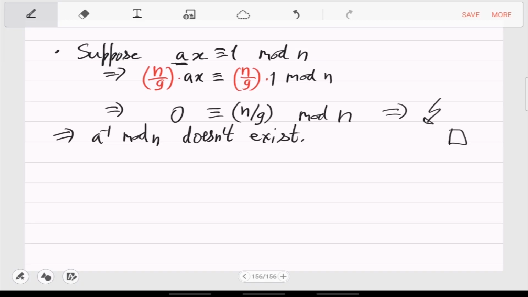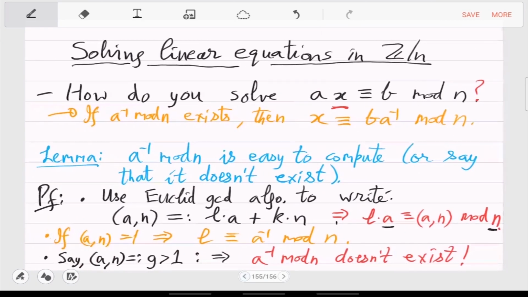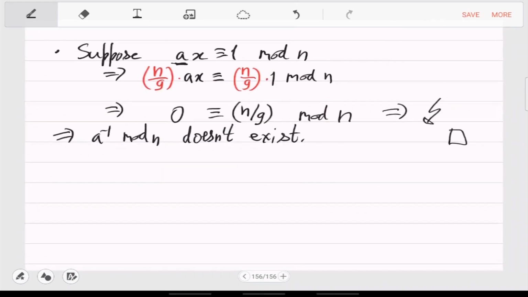So that's it. That covers both the cases. Either A and n are co-prime, in which case extended Euclid GCD gives the inverse directly, you just compute L and K, and L is the inverse. Or Euclid GCD says that A and n share a factor G which is large, in which case the inverse will not exist by this proof. Clear?